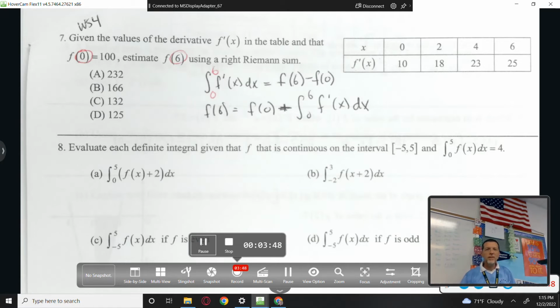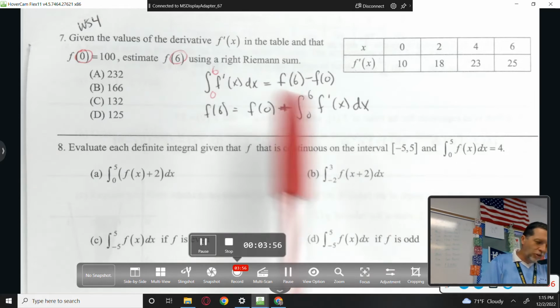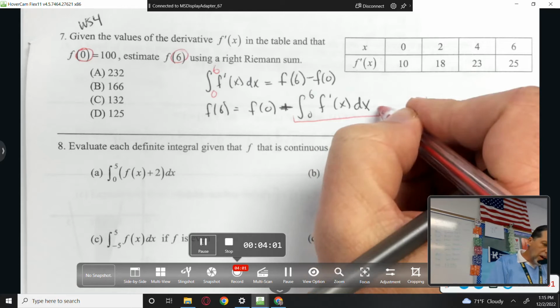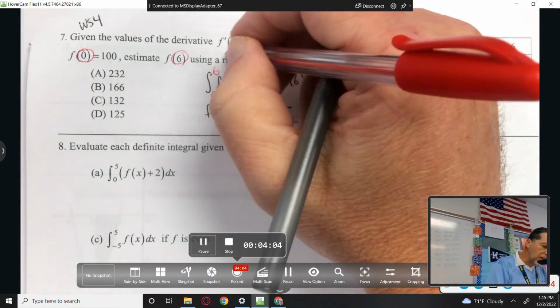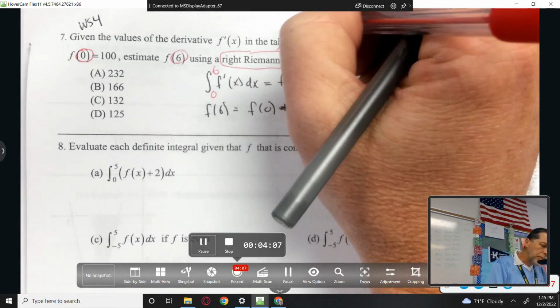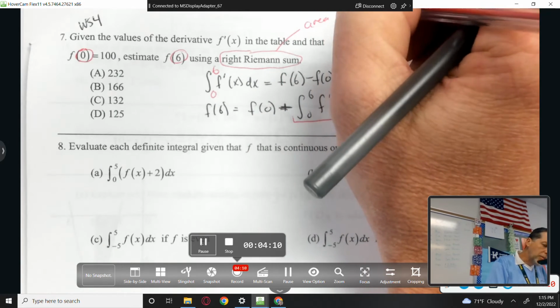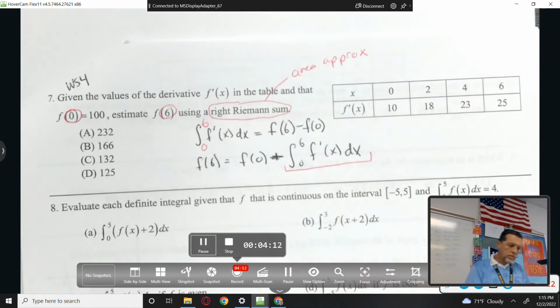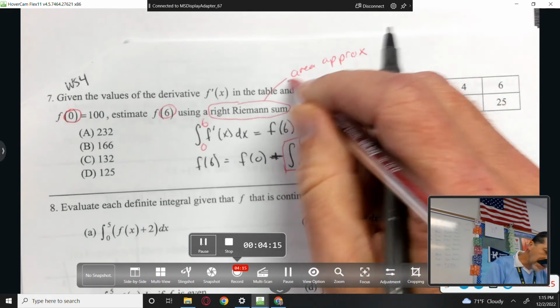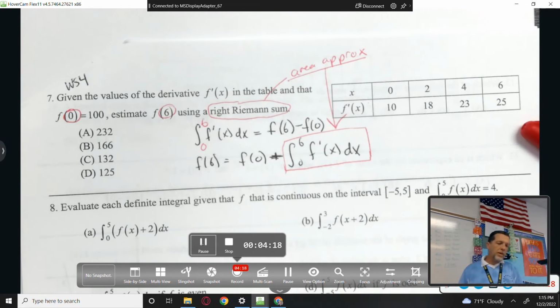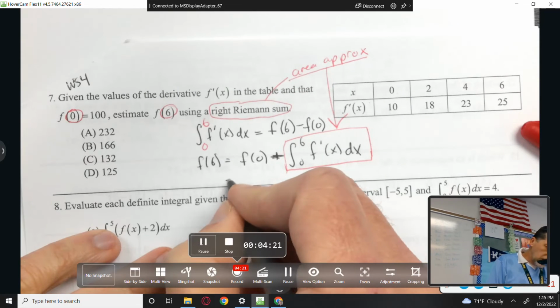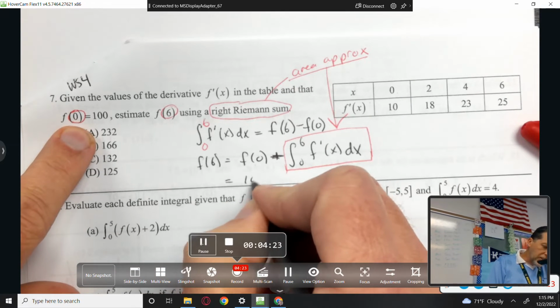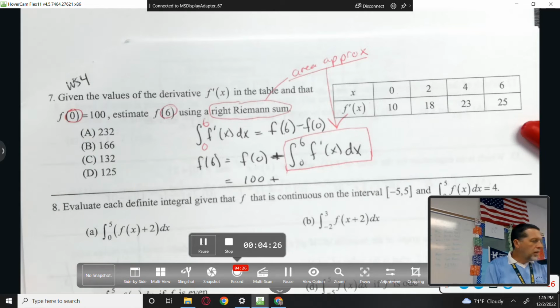So where does the right-Riemann sum come in? It says you use the right-Riemann sum. A right-Riemann sum is an approximation, an area approximation. It's an approximation using rectangles. So we will approximate that area with a right-Riemann sum. But we don't want to forget that it starts at 100, and then we'll do the Riemann sum part.